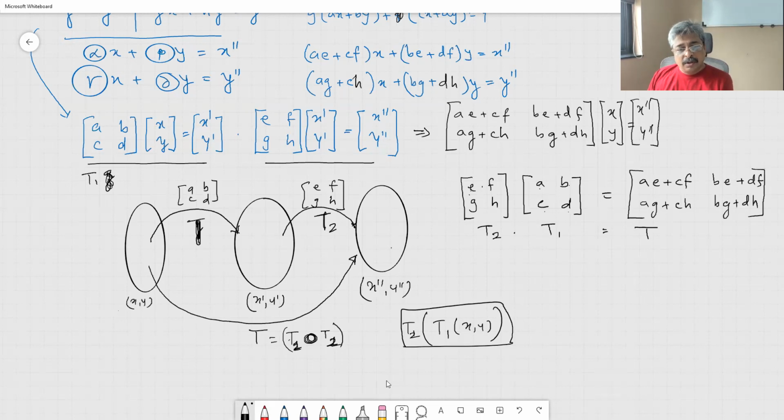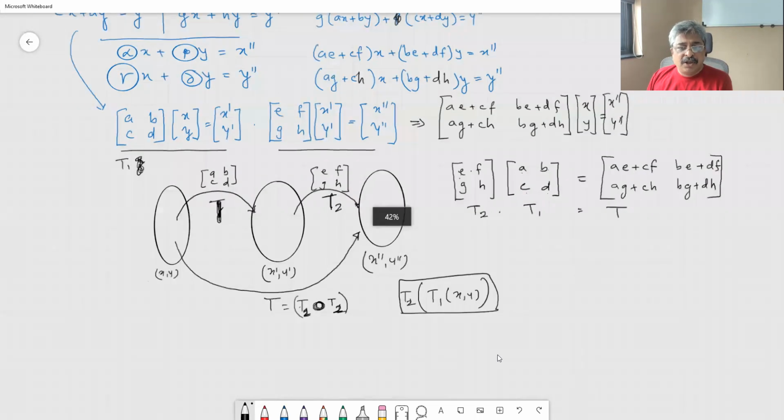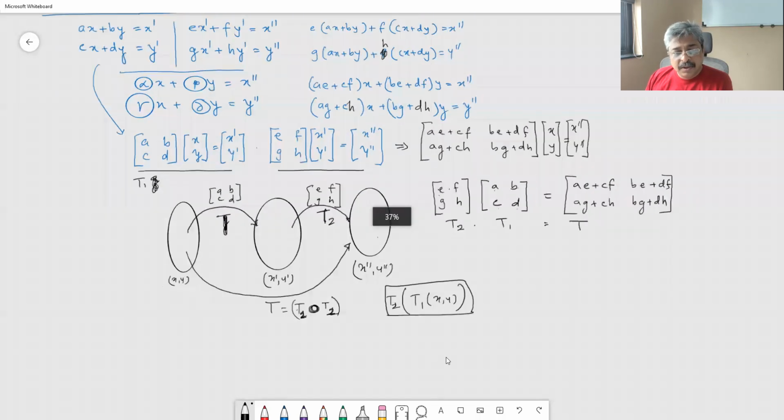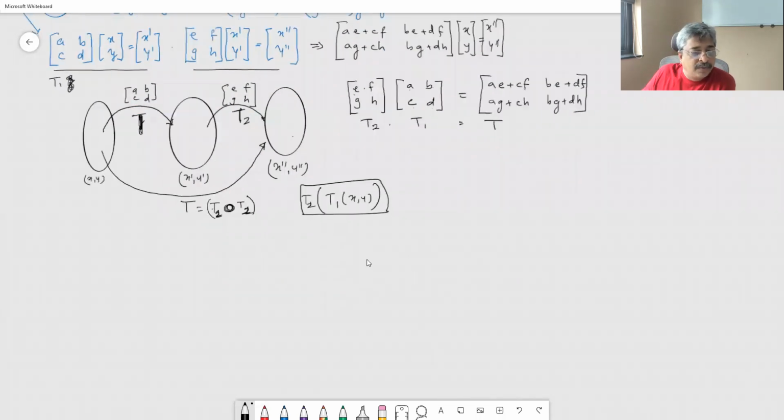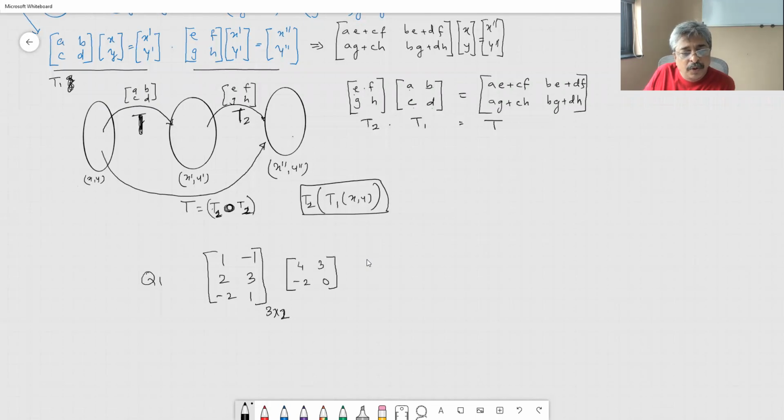Okay, so let us do one multiplication for 3 by 3, or maybe let us practice one question. 1 minus 1, 2, 3 minus 2, 1, 3 by 2. 4, 3 minus 2, 0. 2 by 2 will become 3 by 2. That is why they should be comfortable.